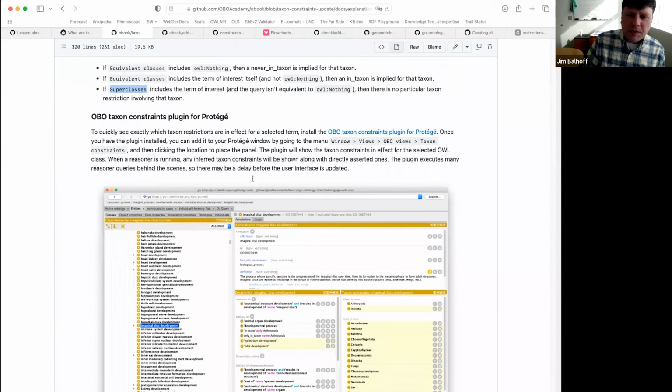So one more thing you can do that's a bit more comprehensive is use the Taxon Constraints plugin for Protege. There's a link here to the repo, which has information on installing it. It's available just in the plugins list in Protege. This lets you turn on the reasoner and then see exactly what the most specific taxon restrictions in effect for a term are. And so I can run it real quick. This is something that I wrote a couple of years ago. But let me share.